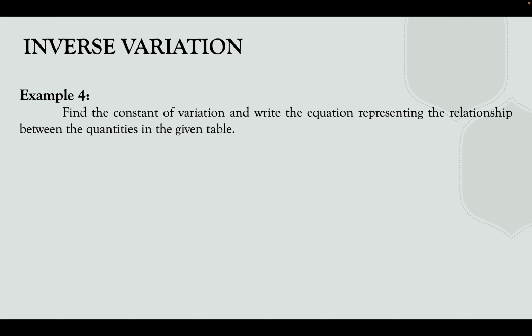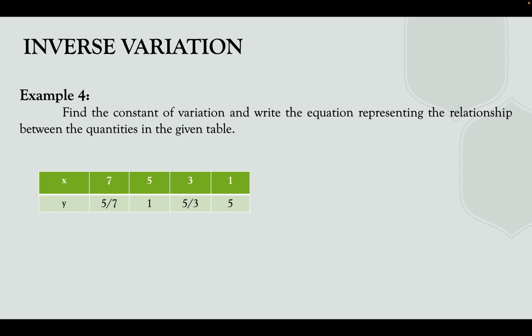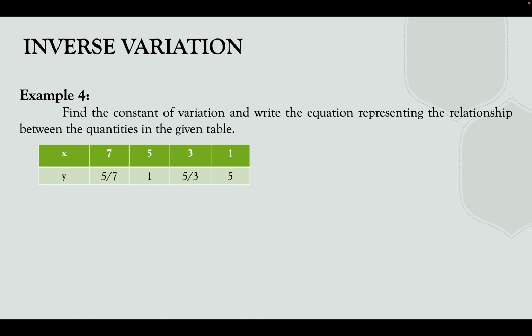So find the constant of variation and write the equation representing the relationship between the quantities in the given table. So we have here another table. You have the x here: 7, 5, 3, 1. The values there are decreasing. Y is 5 over 7, 1, 5/3, that is 1 and 2/3, and then we have 5. That means the quantity of y is increasing. Your x is decreasing and your y is increasing. That means this given table is an inverse variation.